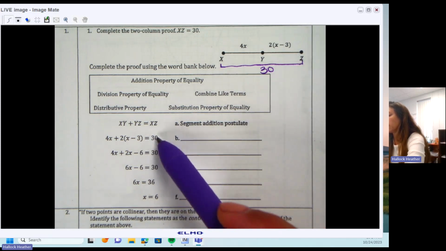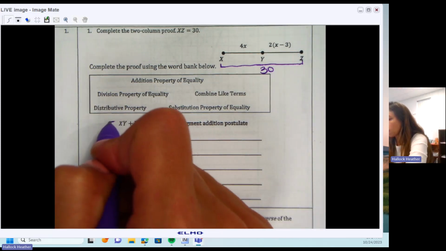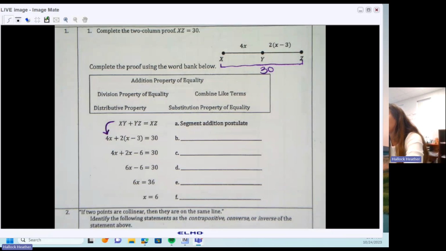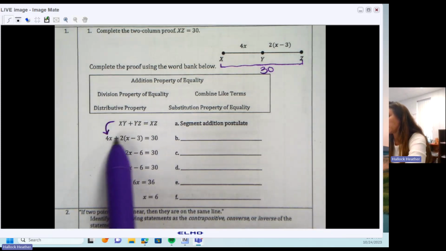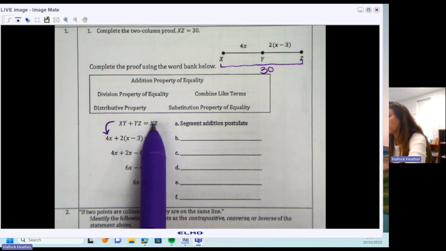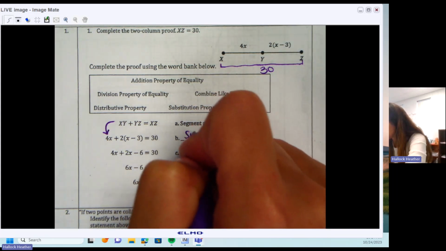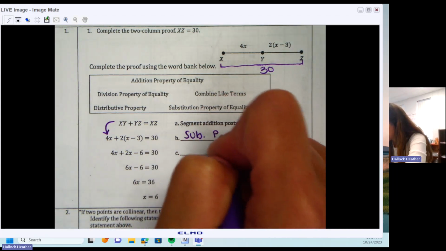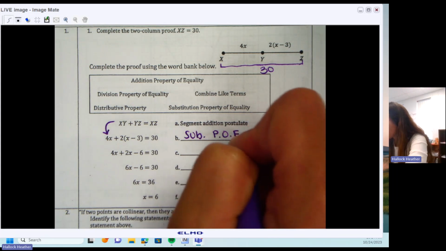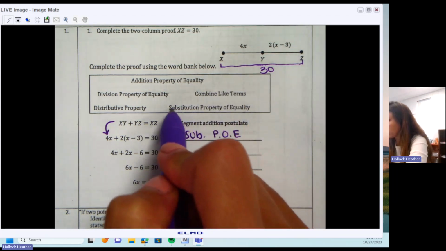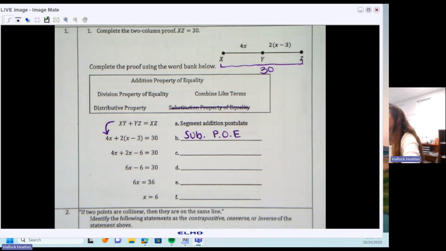Going from this step to this step, they are plugging in the information. I know xy is 4x, yz is this, xz total length is 30. So from this step A to step B, we're using substitution property of equality. Substitution property of equality is replacing variables with what they are equal to.